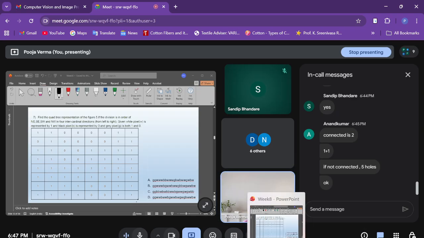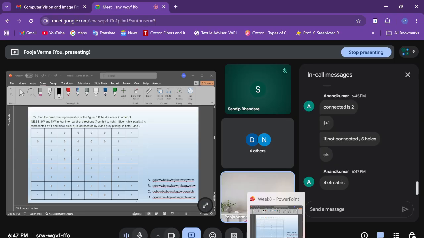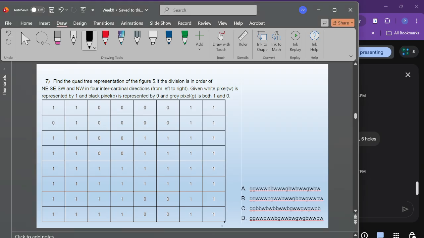So how can we solve this problem? If the quadtree representation of this type is given and the directions are also given, now everything is represented. How can we represent this? Okay, 4 quadrants. So we will solve it. They have asked, the 4 directions are given, and the division is based on that only.